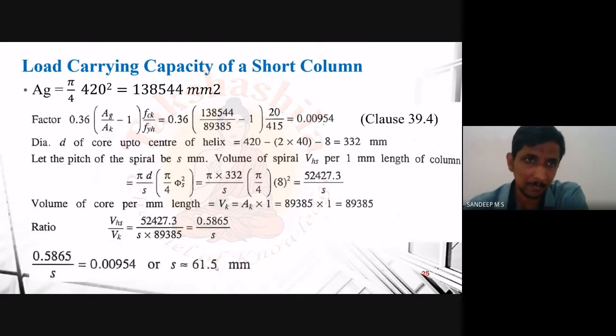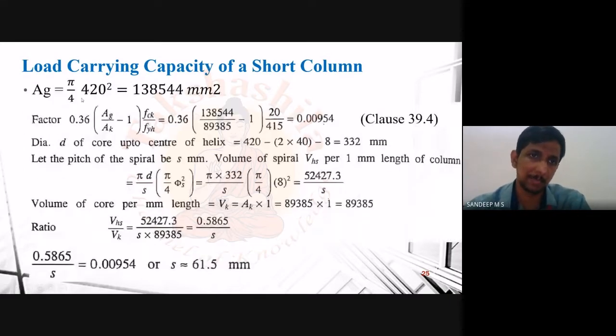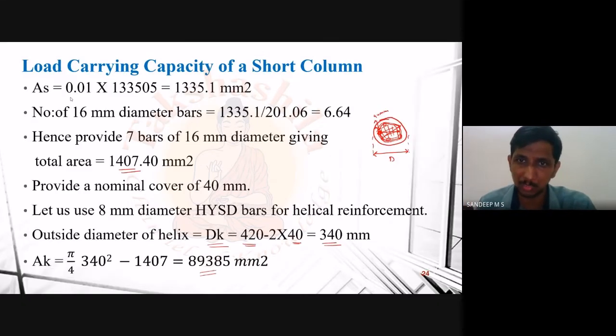Now the gross area is the same thing we have previously seen, that is this total outer area. So basically it will be equal to pi by 4 into this larger diameter square. That is what they have done here, pi by 4 into 420 square, that is coming around 138544. So we have now calculated two things: one is area of core concrete, then the gross cross-sectional area. Now we will move on to the clauses given in the code. There we have to see something.